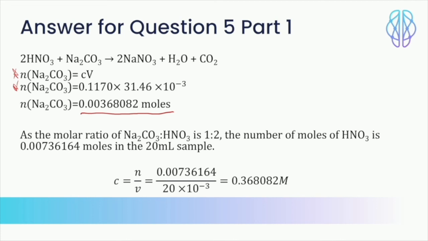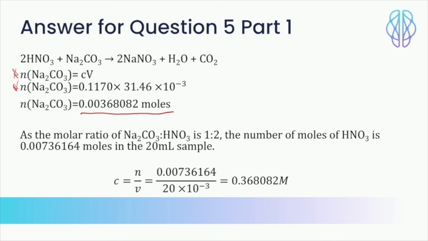This is why your equation comes in really handy in regards to molar ratio. So from that equation, you can see that the molar ratio of sodium carbonate to nitric acid is 1:2. Thus, the number of moles of nitric acid is double the moles of sodium carbonate. So thus it's 0.00736164 moles. And don't forget, it was in the 20 milliliter sample.